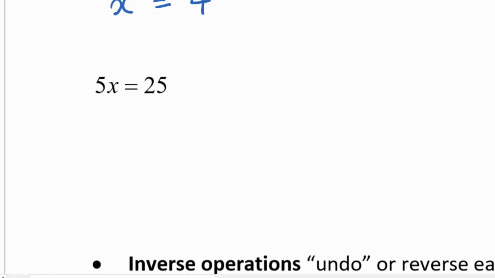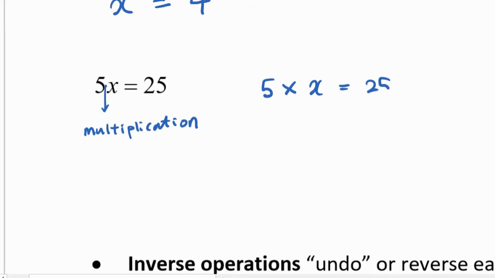I have 5x equals 25. Something is hiding in between 5 and x. What is hiding here? Multiplication is hiding. So there is a hidden multiplication sign. When you rewrite it, it is actually 5 times x equals 25. And we're going to isolate x. Remember, our final goal is to isolate x.